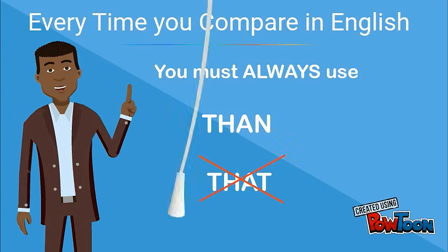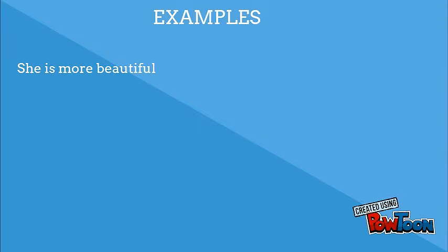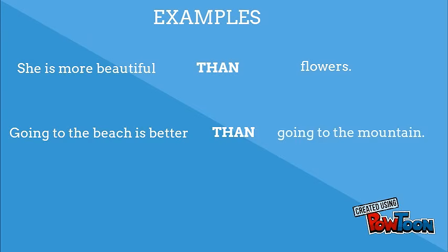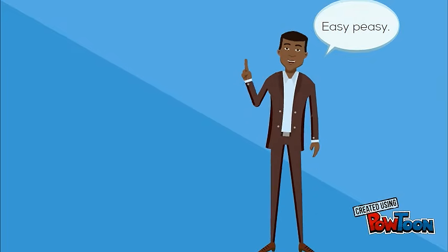For example, she is more beautiful than flowers. Going to the beach is better than going to the mountain. I prefer soda than orange juice. See? Easy peasy. Let's start now.